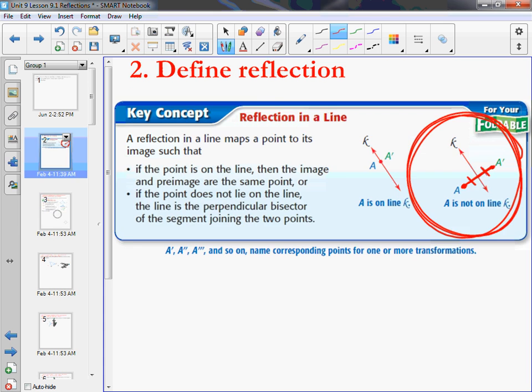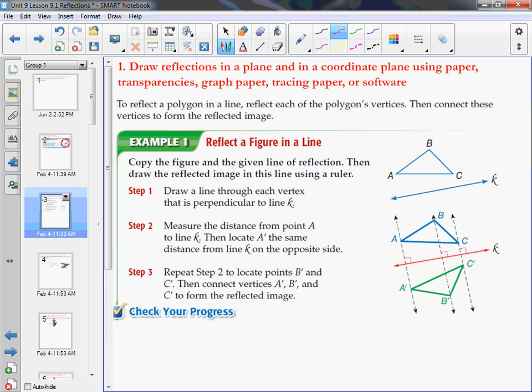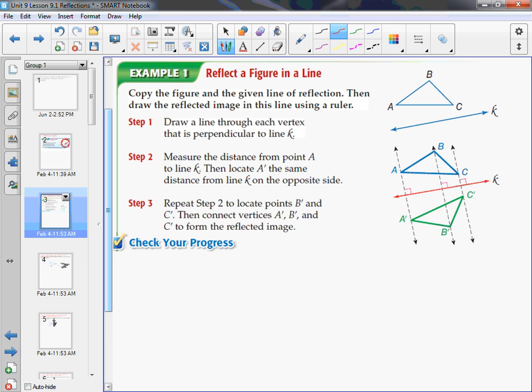Now, let me show you how this is done. Okay? I copied this example 1 off of page 615. Let me just talk about it briefly, then we will do a couple of reflections together. All right? So, first, look up here where the check mark is. Triangle ABC, the line of reflection is K. Here's what we're going to do. We're going to take our straight edge, and we're going to make a dotted line from each vertex of our figure that we're going to reflect. And then we're going to have to be real careful where the dotted line goes. The dotted line has to be perpendicular to the line of reflection.